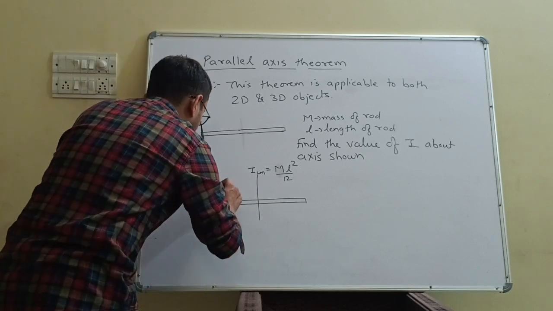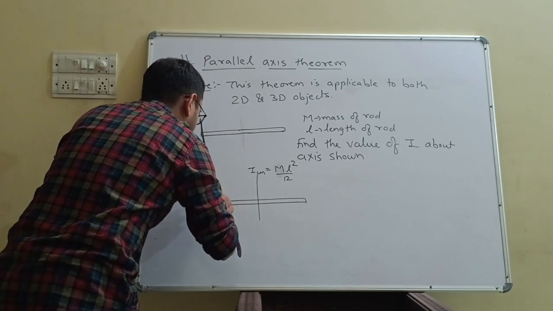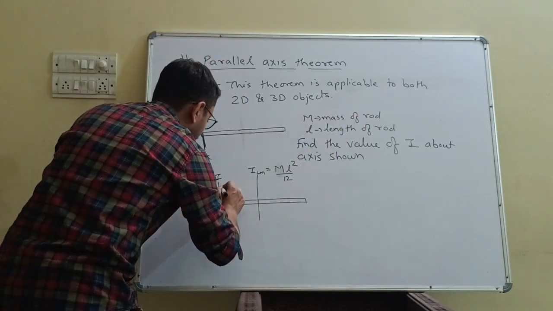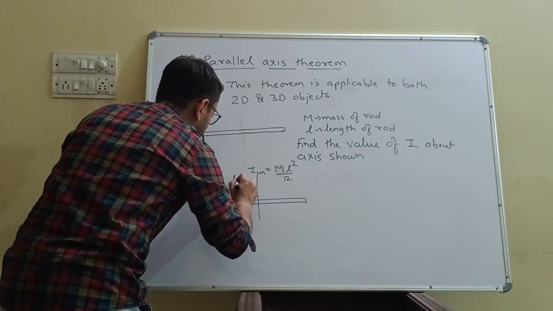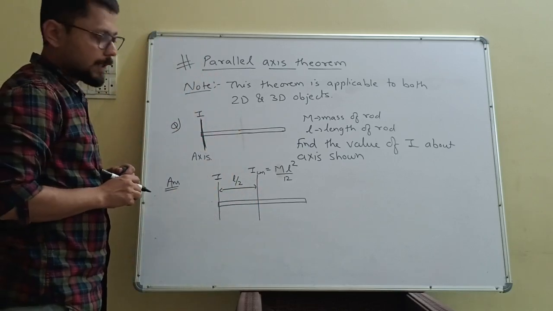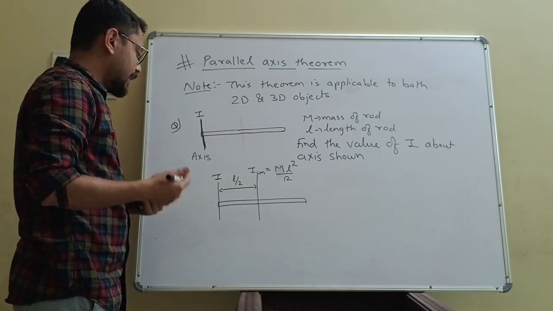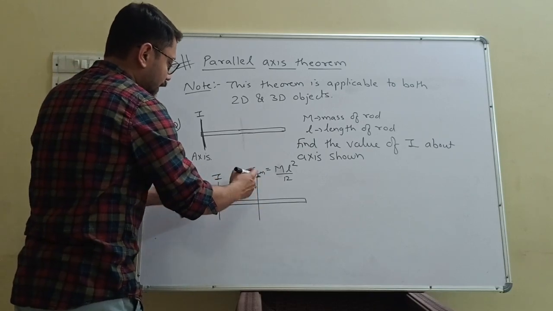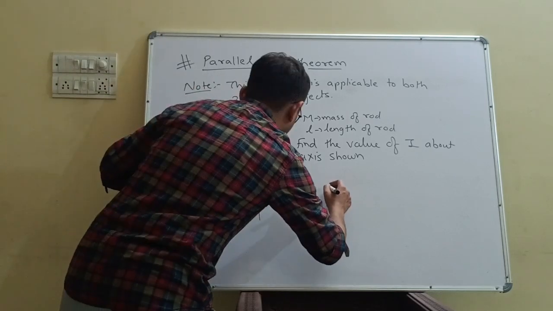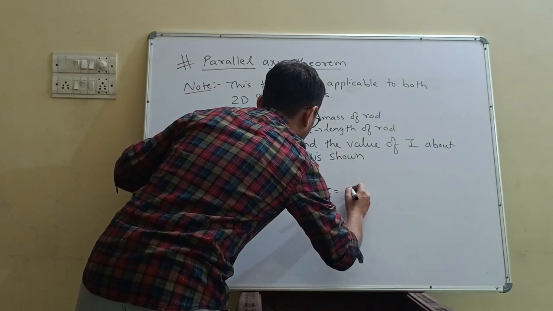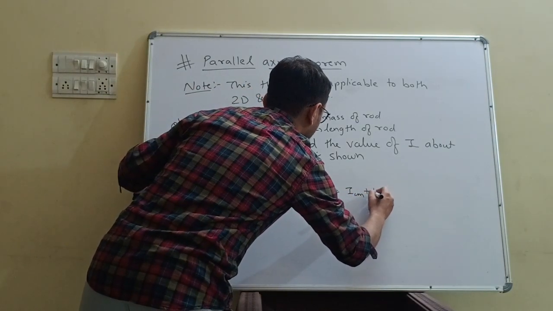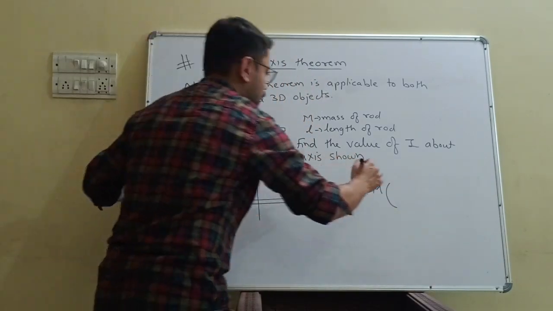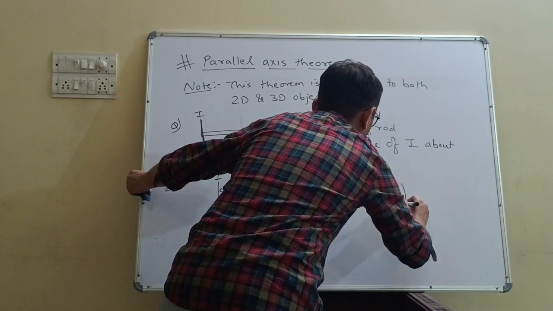Now I am interested in writing the moment of inertia about this axis, I. If the whole length of the rod is L, can I say the distance between these two axes will be equal to L by 2? Yes. So by the parallel axis theorem, the value of I will be equal to ICM plus mass of the rod into d square. So I is equal to ICM plus m into L by 2 whole square.